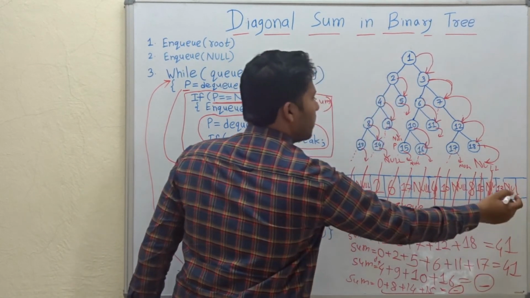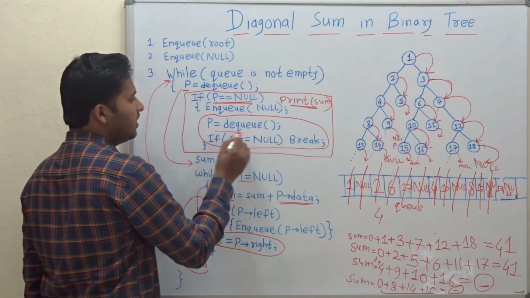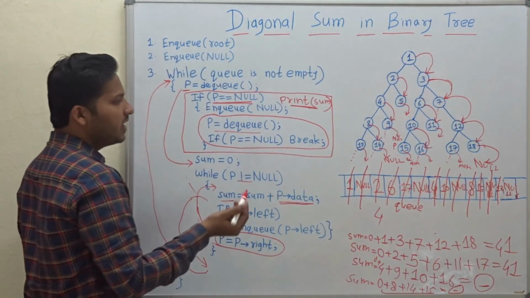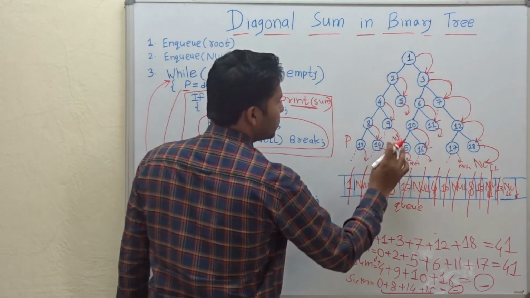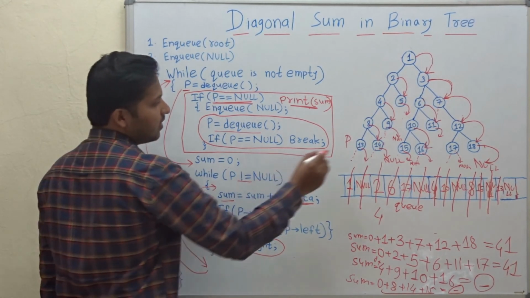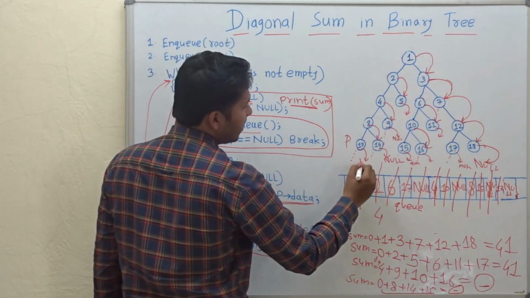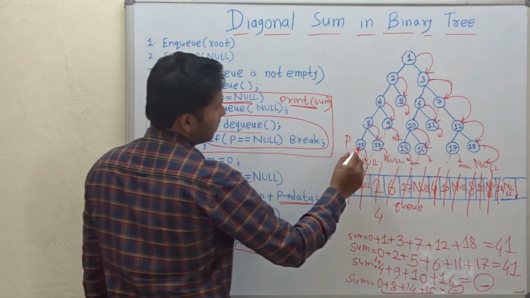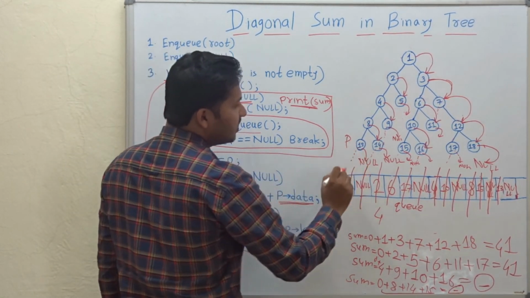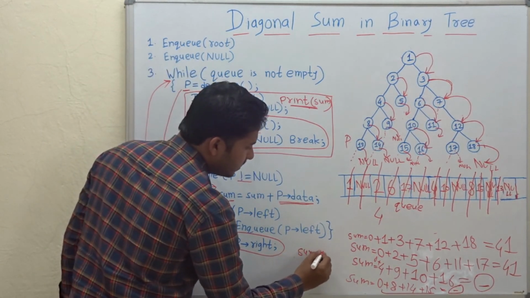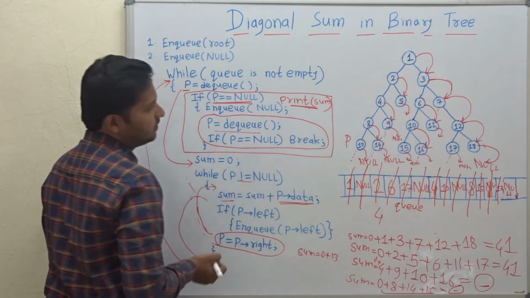So now again we have to DQ by this statement. So when we DQ now, we get 13. Now P is pointing to 13. 13 doesn't have left child, it only has right, that is null. Right child is also null. So the last diagonal is over here. So the sum of the last diagonal will be 0 plus 13.